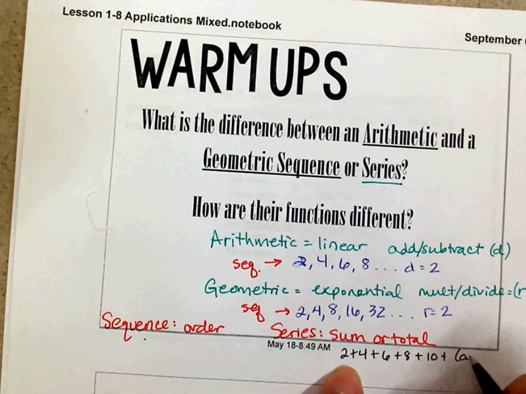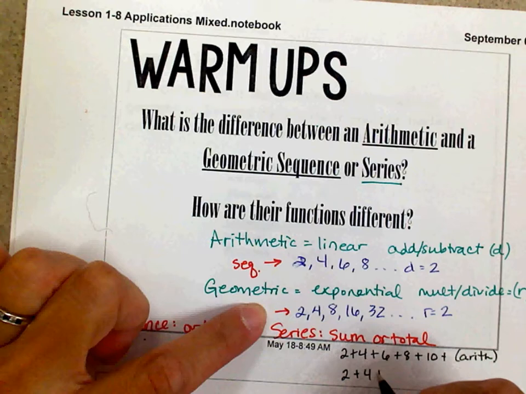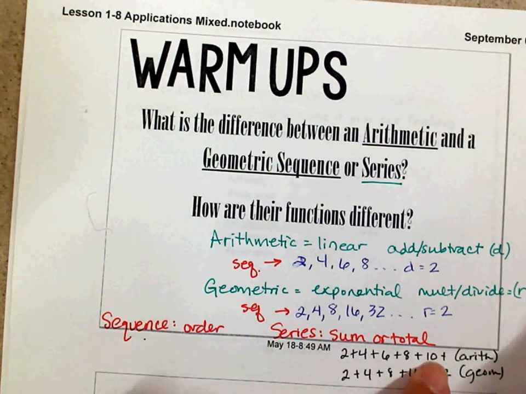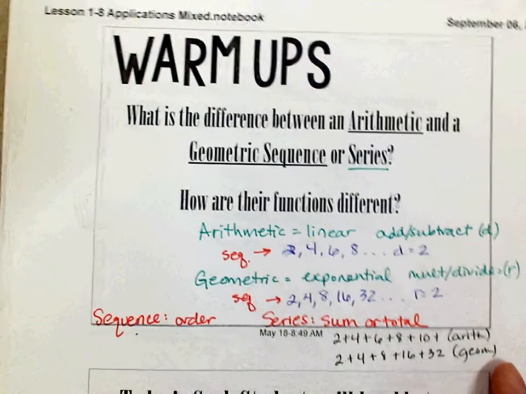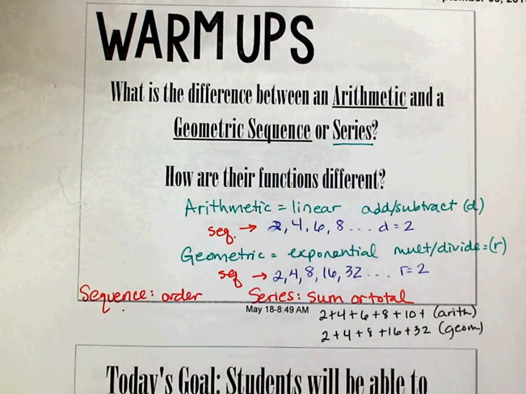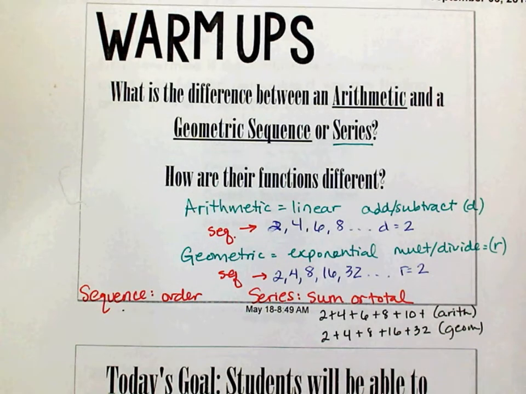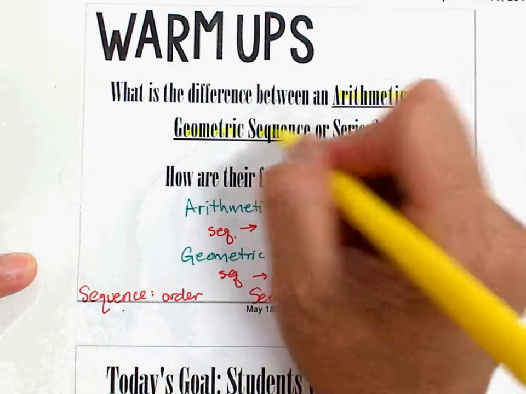This one is a series of arithmetic. For your geometric, it would be 2 plus 4 plus 8 plus 16 plus 32. And that one is geometric because you're multiplying by 2 and you're adding them all together. A series has a beginning and an end, all right? So there you have the differences. Make sure you know the difference between arithmetic, geometric, the word sequence, and the word series. All 4 different terms are going to be part of your unit tests. You have to understand these words individually.